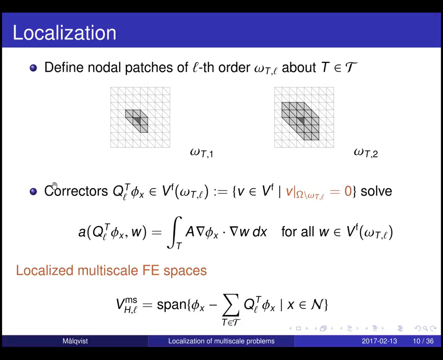Okay, but then you can span this localized space now. It's an approximation using L layers. If L goes to cover the whole domain, or goes, let's say, to infinity or as much as you need, then you come back to the ideal method.